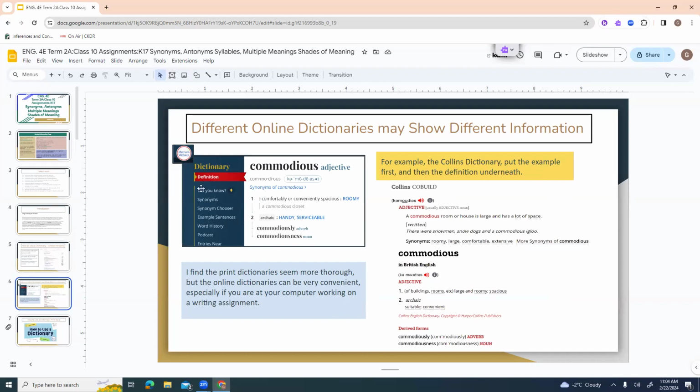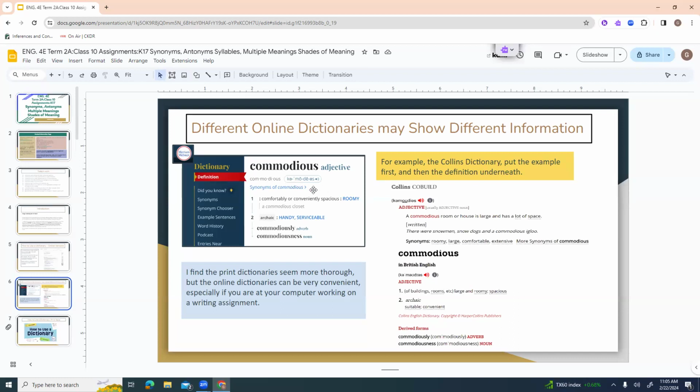All right. So different online dictionaries may show you different information. When I looked up the word commodious under the Merriam-Webster online dictionary, here's what shows up. It gives you the word. It tells you what part of speech it is. It's an adjective. Then it breaks it into syllables, and then it shows you how to pronounce it. There's also a little sound button there, which means if you wanted to, you could press on that and you could hear somebody say it, which is, I think, a really useful way to do it.